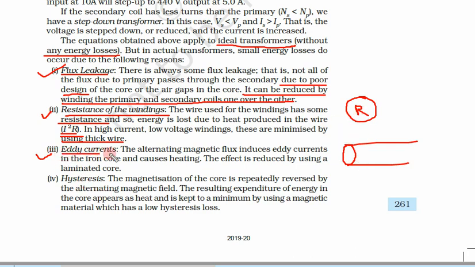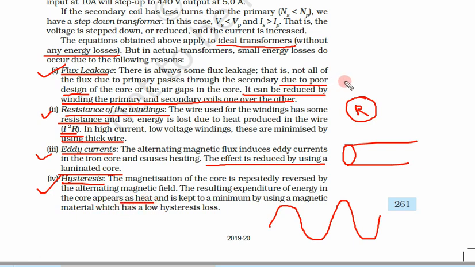Eddy currents: we have already learned about eddy currents. The effect of eddy currents is reduced by a laminated core. Hysteresis loss: the magnetization of the core is repeatedly reversed. We have seen that once up, another time down, up and down, so this magnetization is constantly reversed, and we have already learned about this hysteresis diagram. In hysteresis, energy is lost, so the resulting expenditure of energy in the core appears as heat. So we lose some energy as heat just to reverse the magnetization every time.